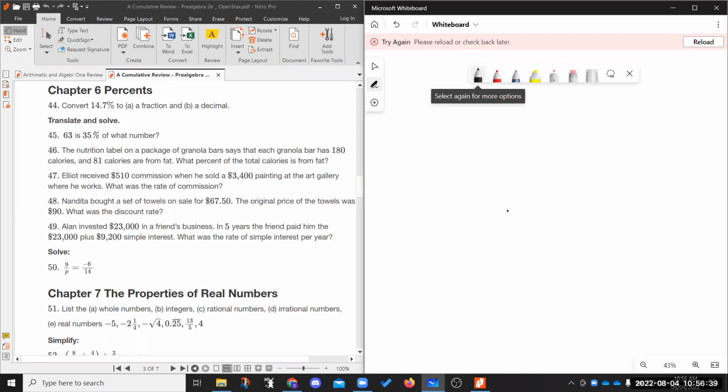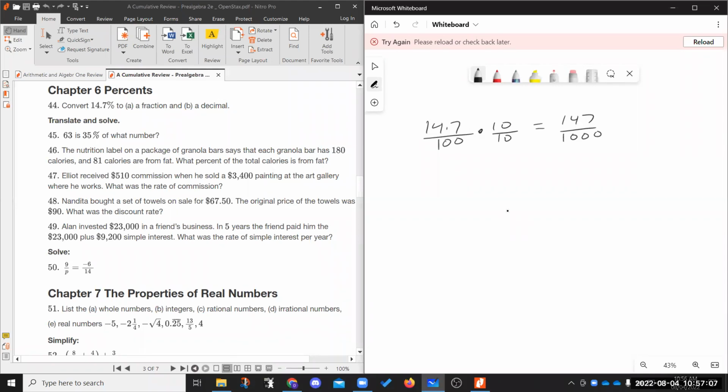14 7/10% first to a fraction. So we're going to say that that's 14 7/10 over 100 because percent means out of 100, but we don't put decimals inside of fractions. So we need to shift the decimal one place to the right in the numerator. We have to do the same in the bottom, and that's the same as 147 thousandths.